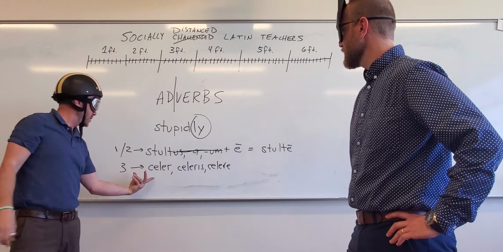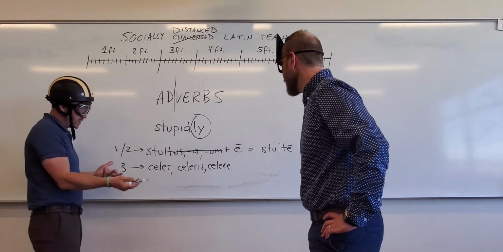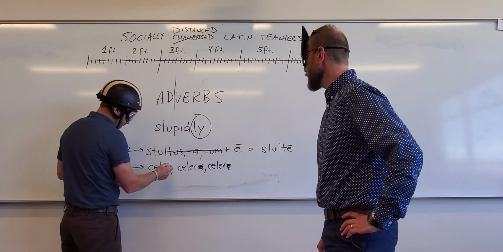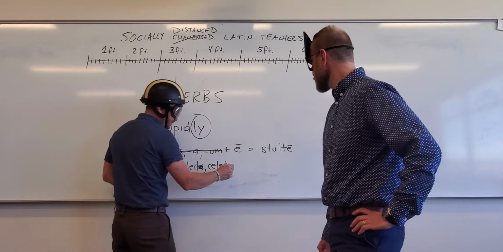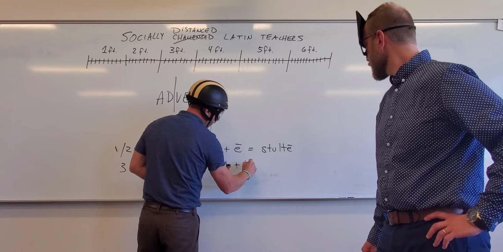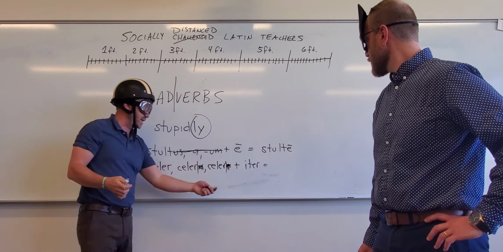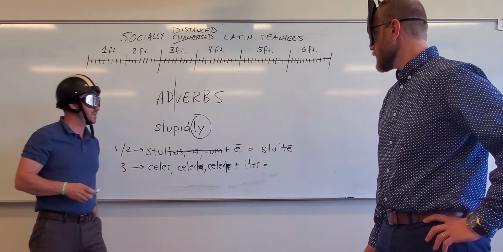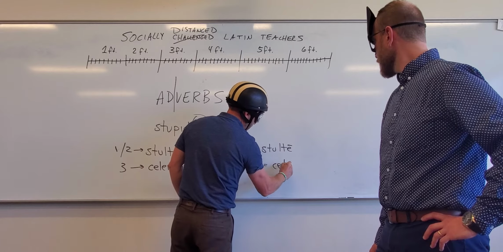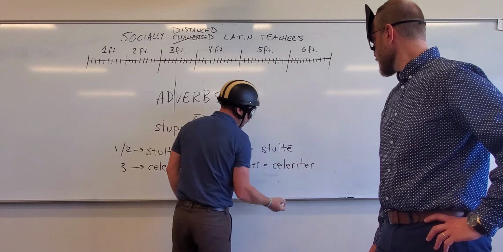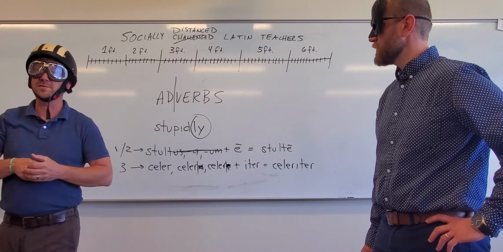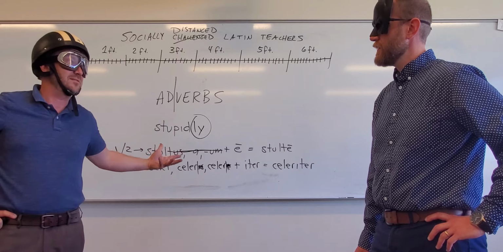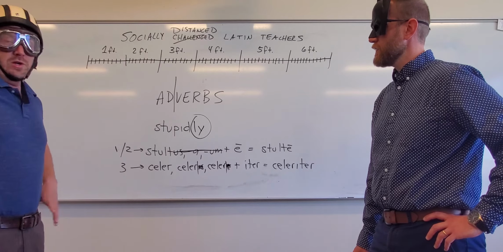If it's a third declension adjective, you get rid of the endings again. For celer, the endings are is, and the root is celer. Then you add iter. All third declension adjectives, you add iter. All first, second declension adjectives, you just add e. Third declension gives you celeriter, which means swiftly. See how swiftly we did that?